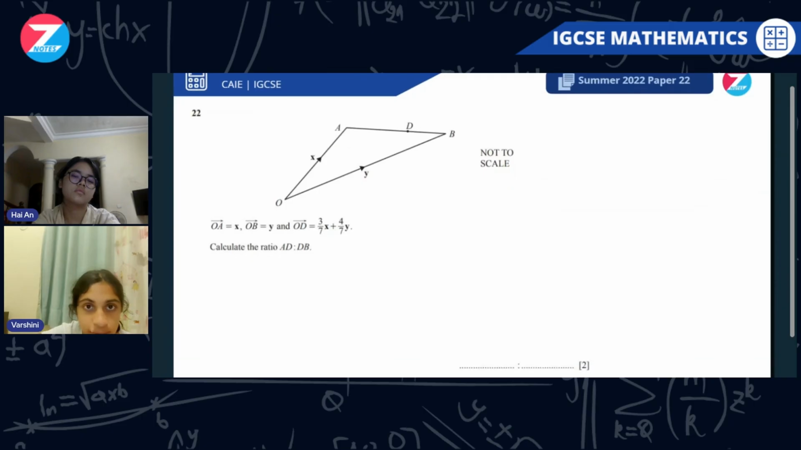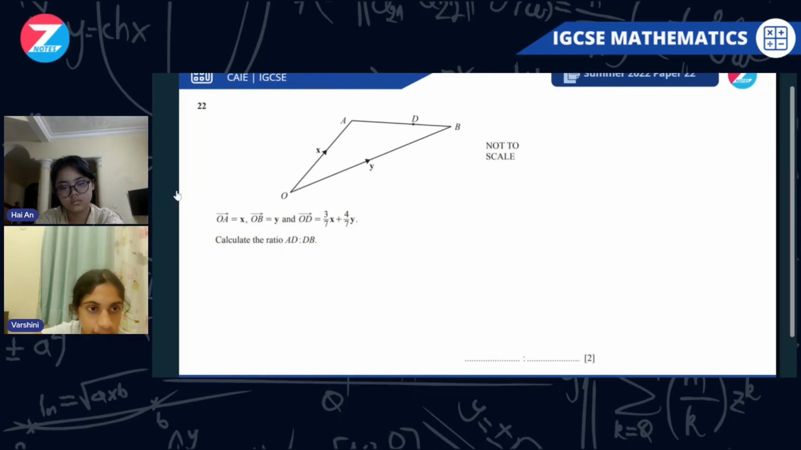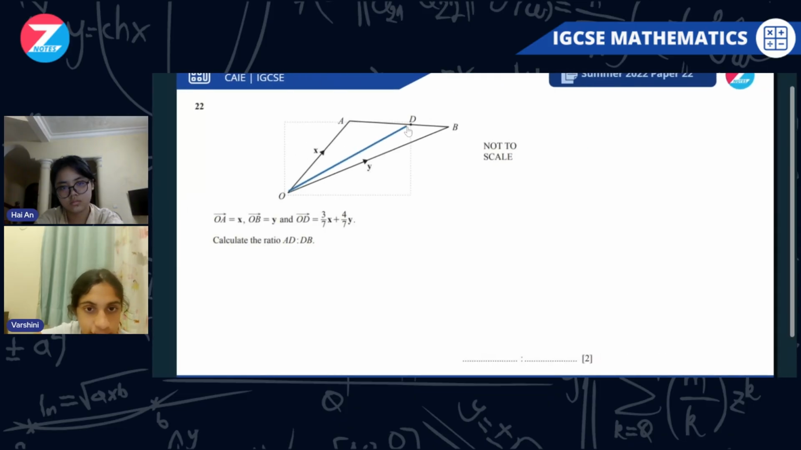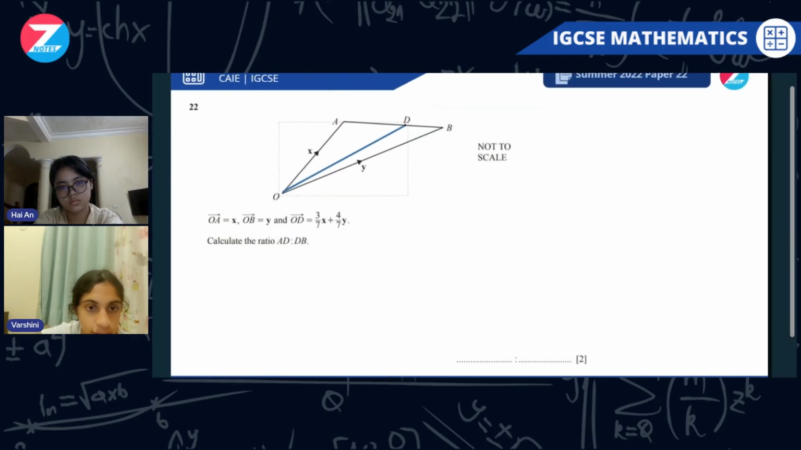Okay, question 22. They give us a vector triangle here, and they said that OA equals x, OB is equal to y, and OD equals 3 by 7x plus 4 by 7y. Let's draw a line. OD is this length. Now they want us to calculate the ratio AD is to DB. So first, to do that, we need to find AD and DB.